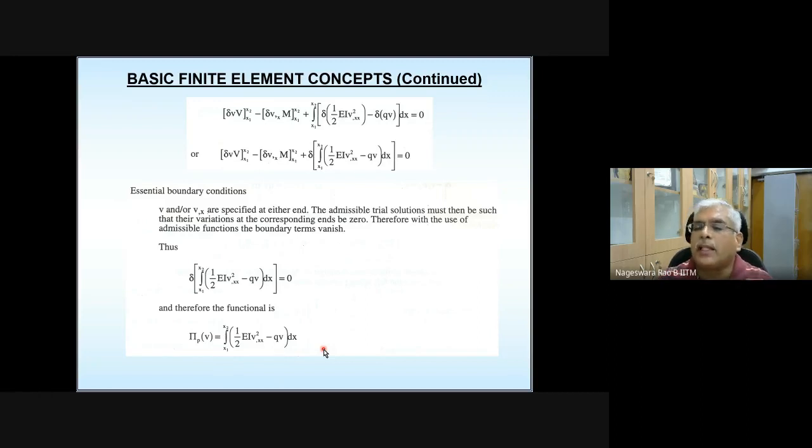And we will see the other extreme case. The other extreme is when natural boundary conditions are specified at both ends. When natural boundary conditions are specified at both ends, then these two terms are going to be there. Then we'll see how to simplify these equations.